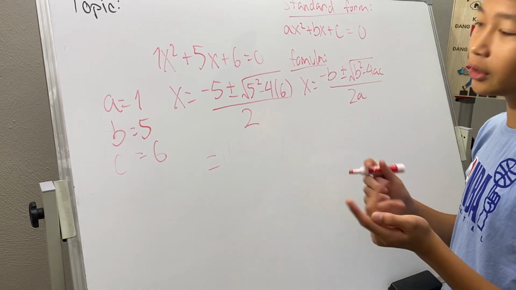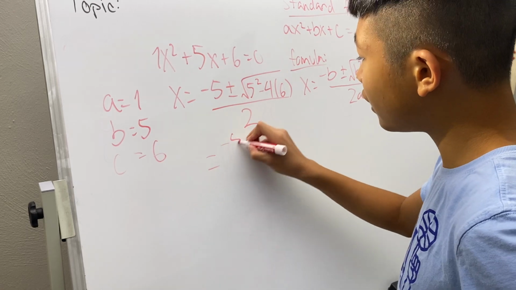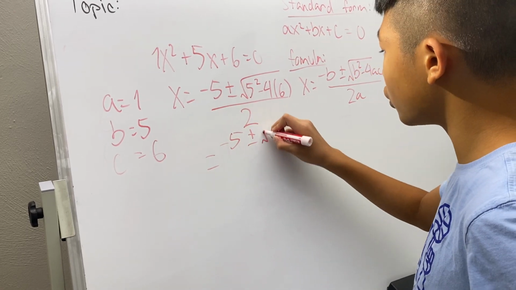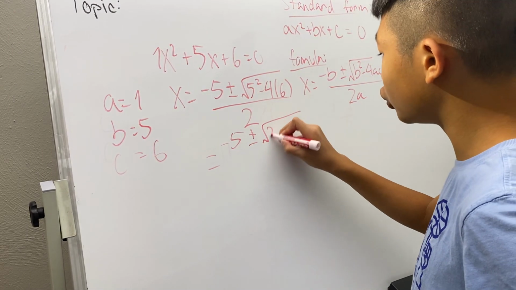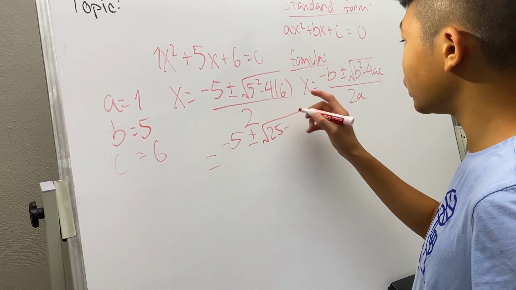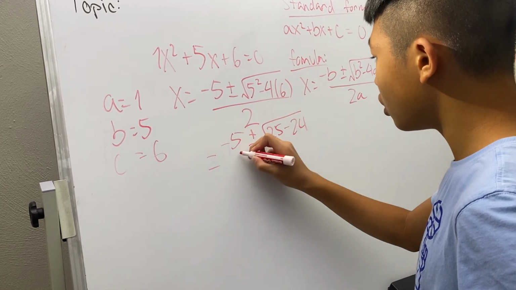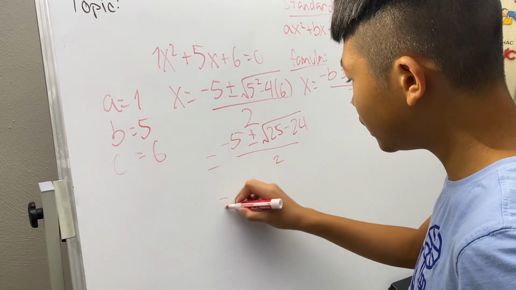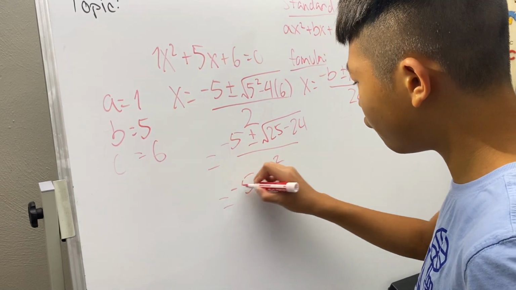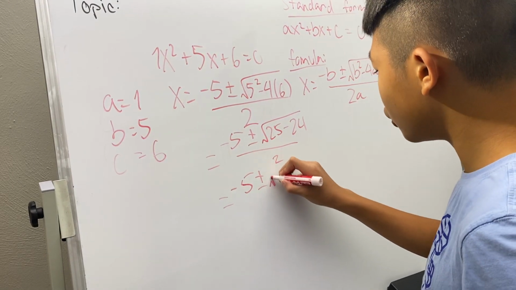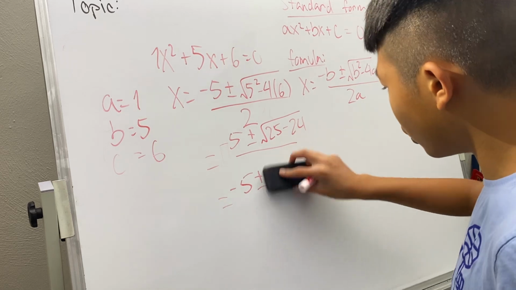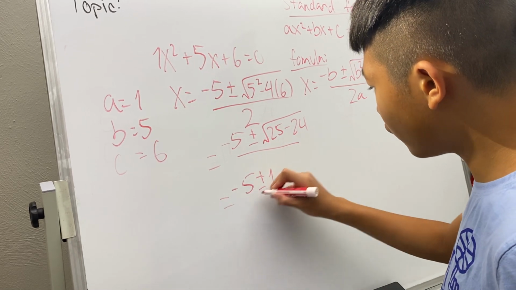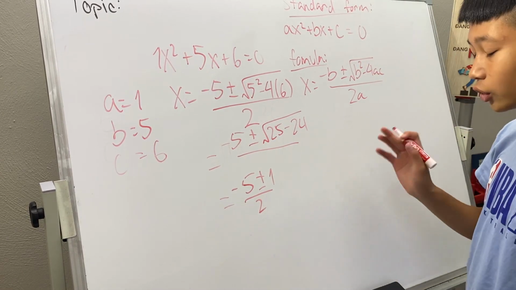We'll just make it clear. So it's minus 5 plus or minus the square root of 5 squared, which is 25, minus 4 times 6, which is 24, over 2. This is equal to negative 5 plus or minus the square root of 1, which is basically 1, over 2. So these are 2 answers.